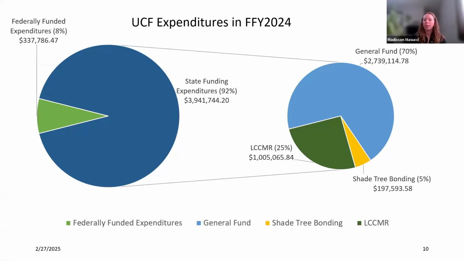So we'll dive into the financial aspects of our program a little more. And this shows you all of our expenditures for the federal fiscal year 2024. As you can see, 92% of our funding was state funded, and that's split out on the right side of the slide. You can see about 70% of it came from the general fund, 25% of it came from LCCMR, and 5% of it came from shade tree bonding, whereas federally funded expenditures only made up about 8% of our total expenditures.